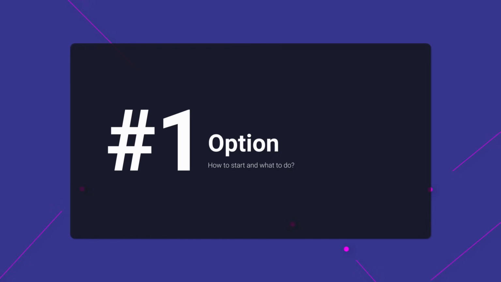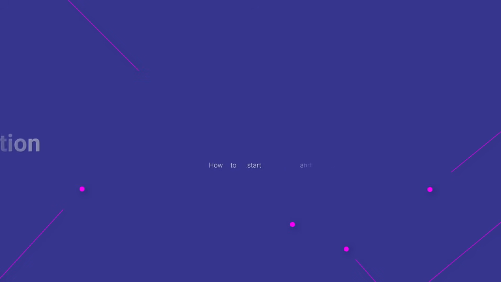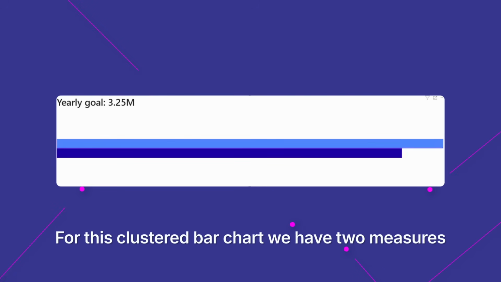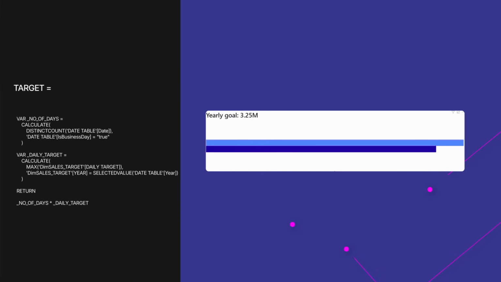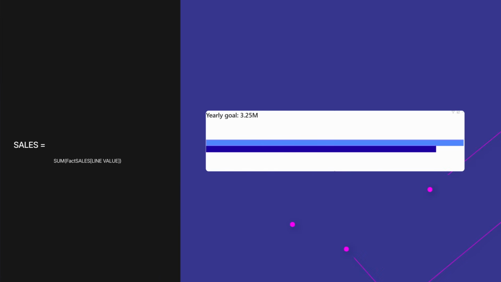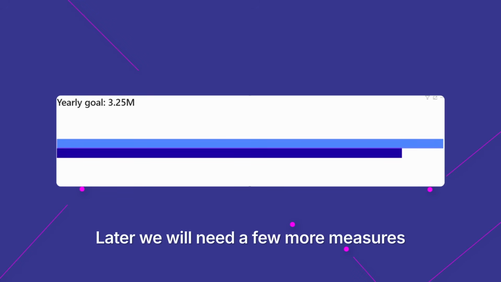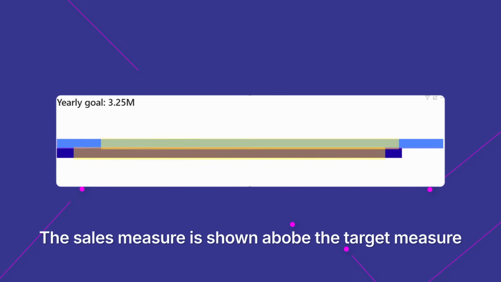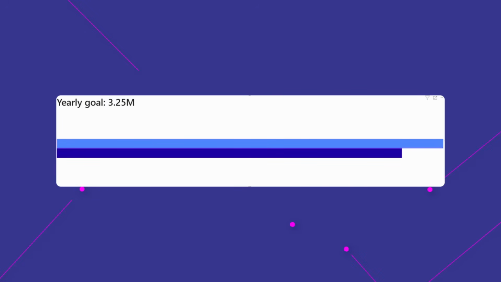So, let's not waste any time and head over to Power BI Desktop. So for this first option, we start with a clustered bar chart. And for this clustered bar chart, we have 2 measures, the target and the sales. Now later on, we will need a few more measures and you'll see in a moment why. But first, what we need to do is make sure that the sales measure is shown above the target measure, occupying the same space. So, how can we do that?